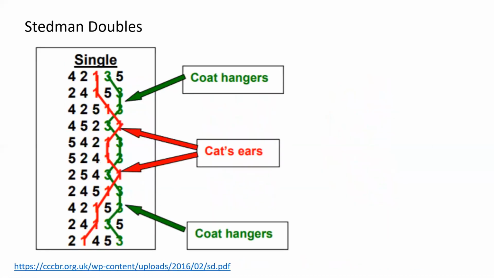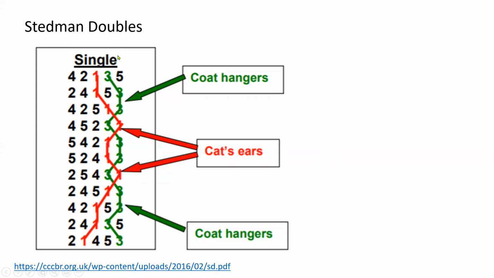Let's have a look at Stedman doubles. Stedman doubles plain course is 60 changes long. In order to give 120 rows and the extent, what we do is we introduce a single swapping a pair of bells, and two singles 60 changes apart will give us an extent. What the single does to the line is actually quite complicated, so let's have a look. The single affects the two bells that are double dodging in 4/5 together.